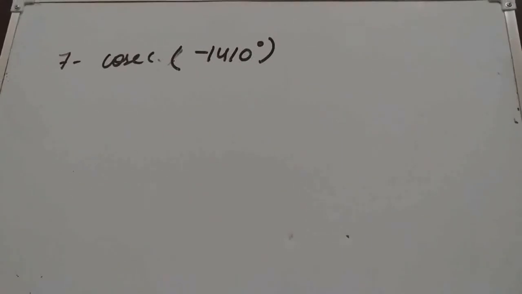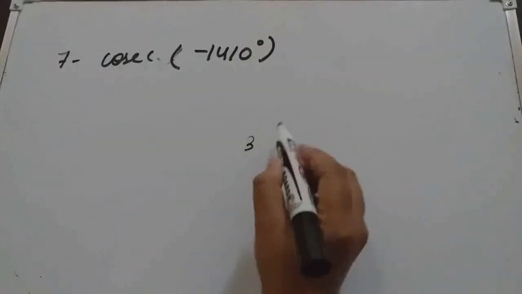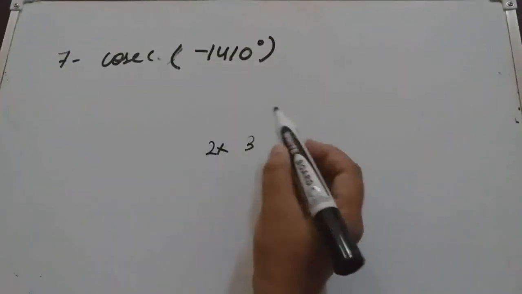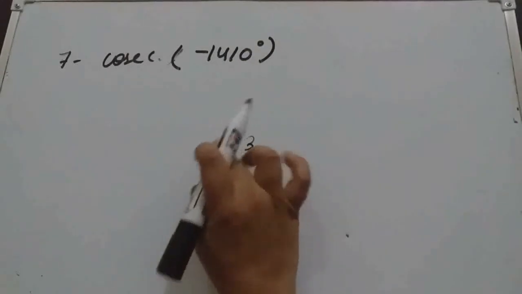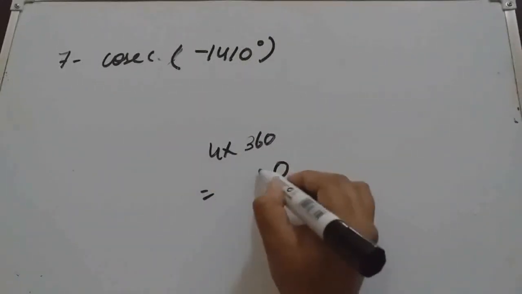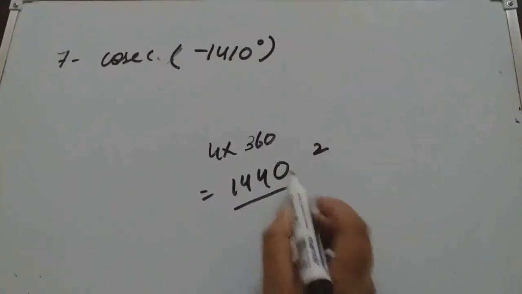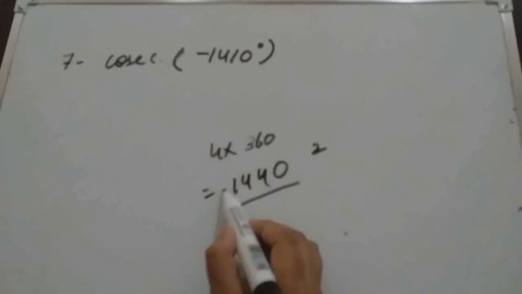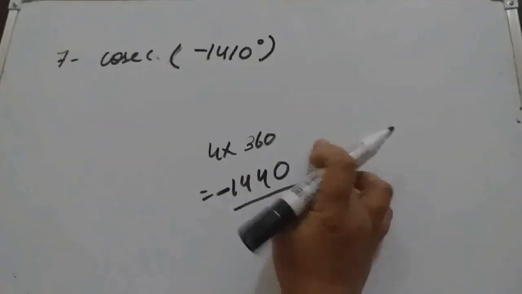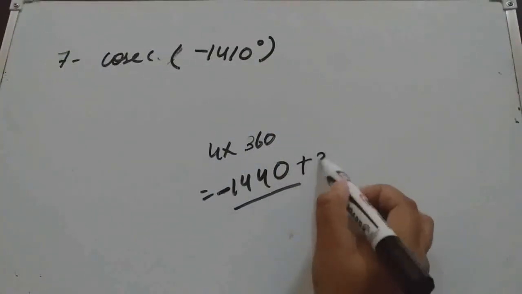In this question, again, find the value of cosec minus 1410. So here 1410. So what we will do? We should check 4 into 360. What we will get? See, 1440. Okay, but it should be in minus. So minus 1440. What we should add or subtract to get minus 1410? So we should add 30, isn't it?